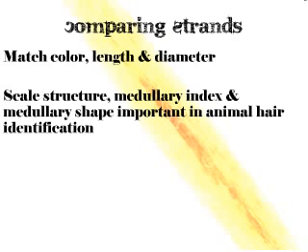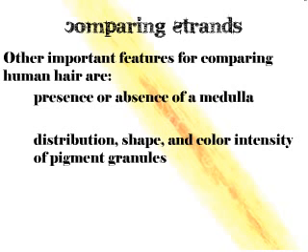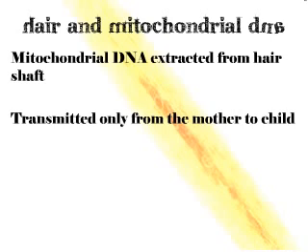In comparing human head hair, the criminalist is particularly interested in matching the color, length, and diameter. Other important features are the presence or absence of a medulla and the distribution, shape, and color intensity of the pigment granules in the cortex. A microscopic examination can also distinguish dyed or bleached hair from natural hair. A dyed color is often present in the cuticle and cortex, while bleaching removes pigment from the hair and gives it a yellowish tint.